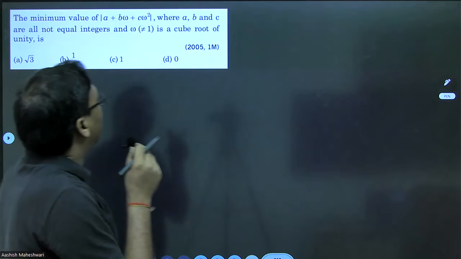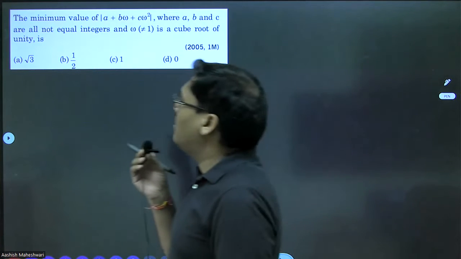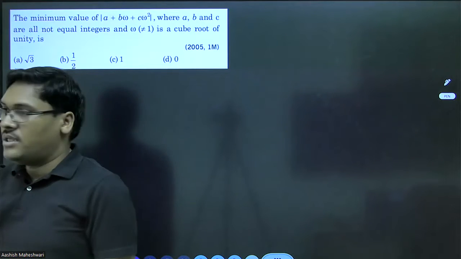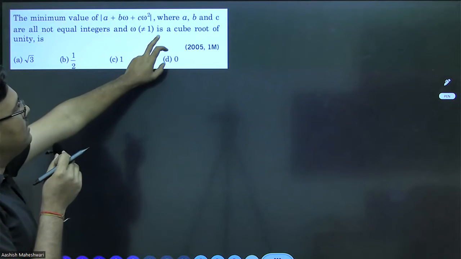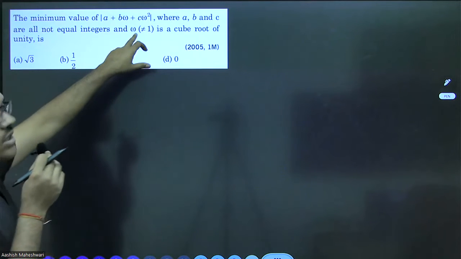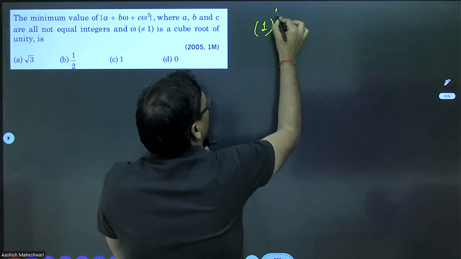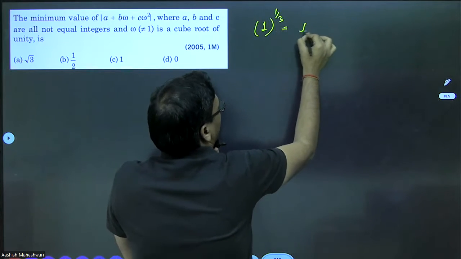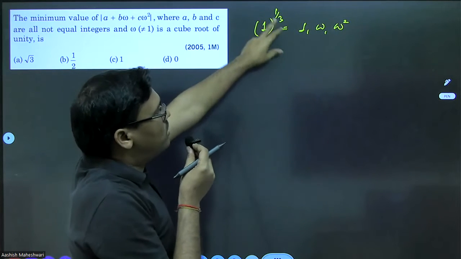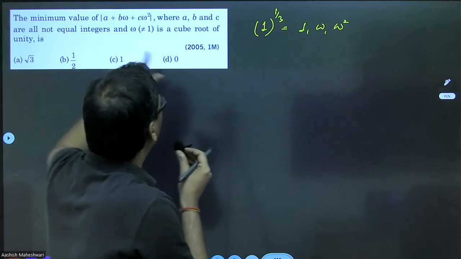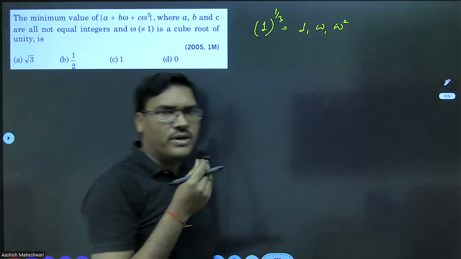The minimum value of modulus of a plus b omega plus c omega square, where a, b, c are integers but not all equal, and omega is a cube root of unity which is not equal to 1. Right? What are the cube roots of unity? 1 raised to 1 by 3 gives 1, omega, omega square. So we are saying the cube root of unity here is omega, which is not equal to 1, right? Standard. You know what omega is, right?